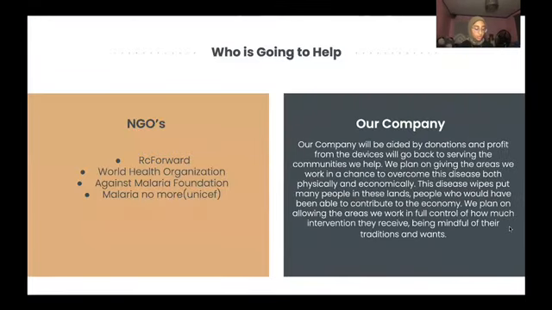We plan on working with NGOs whose goal is to help fight malaria. Our company will be aided by donations, and profits from the device will go back to serving the communities we help. We plan on allowing the areas we work in full control of how much intervention they receive, being mindful of their traditions and wants.